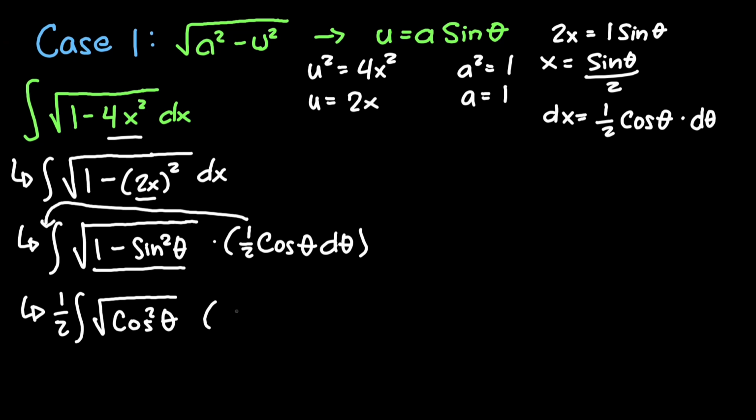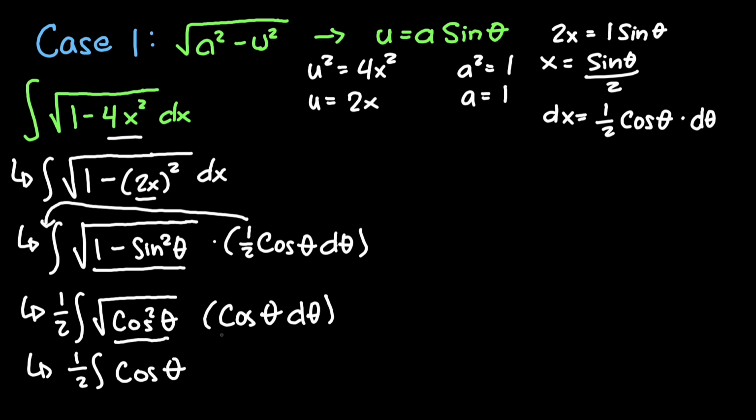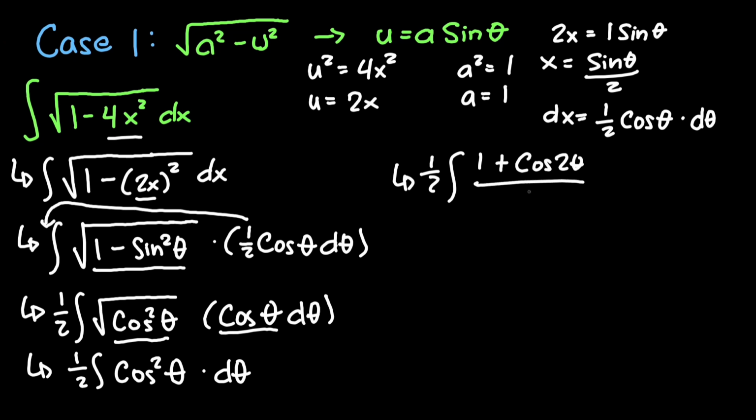Multiply this by cosine of theta d of theta. It would be 1/2 the integral of square root of cosine squared is cosine, and multiplying cosine by cosine, this would be equal to cosine squared of theta, multiplied by d of theta. And now let us integrate cosine squared of theta. So by trigonometric transformation, this would be 1 plus cosine 2 theta over 2.